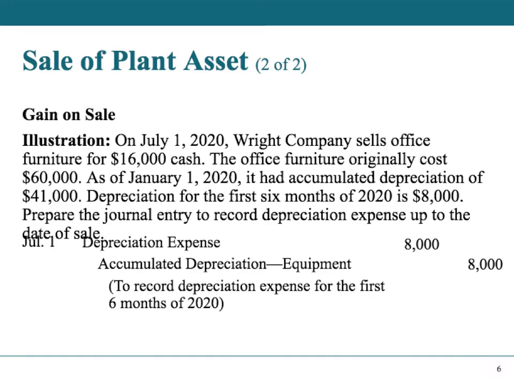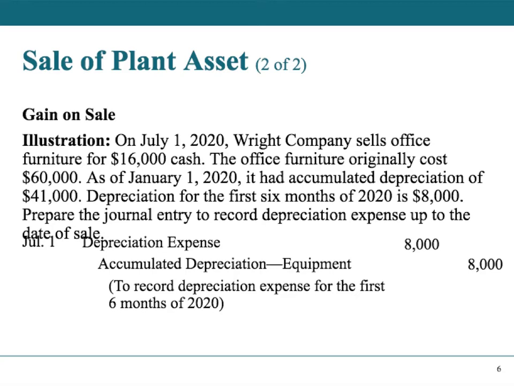On July 1st, Wright Company sells office furniture for $16,000 cash. The original cost is $60,000. As of January 1st, 2020, accumulated depreciation is $41,000. Why did they give you as of January 1st? They're hinting we must have updated depreciation the day before, December 31st, 2019. As you were reading, you must have highlighted this, saying, oops, it's in the middle of the year. Depreciation for the first 6 months is $8,000.